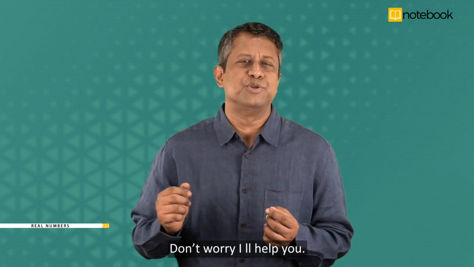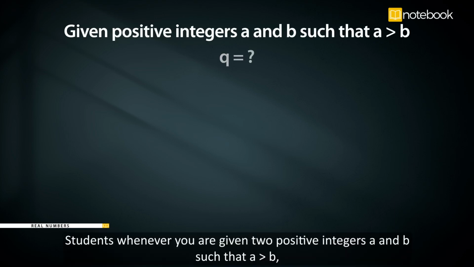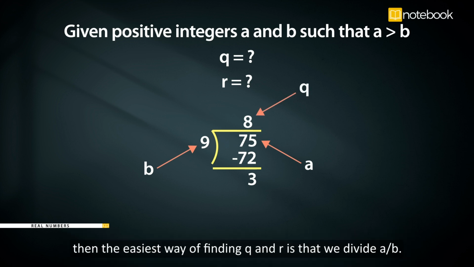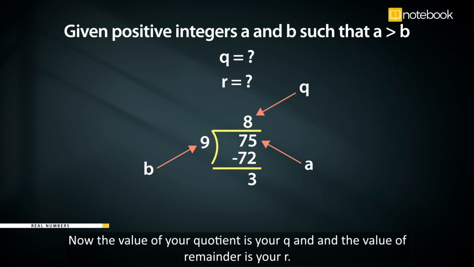Don't worry, I'll help you. Students, whenever you are given two positive integers a and b such that a is greater than b, the easiest way of finding q and r is that we divide a by b. Now the value of your quotient is your q and the value of the remainder is your r.